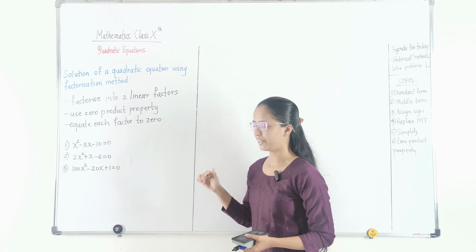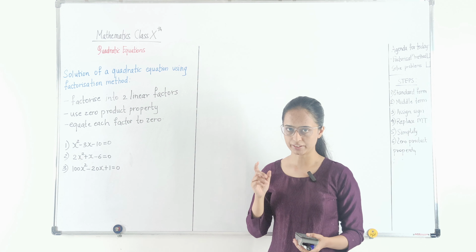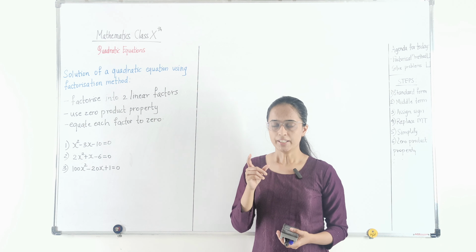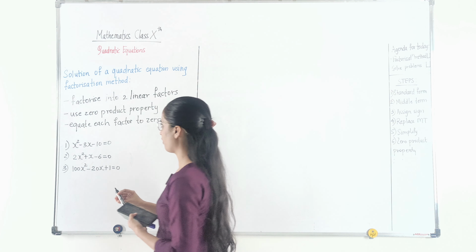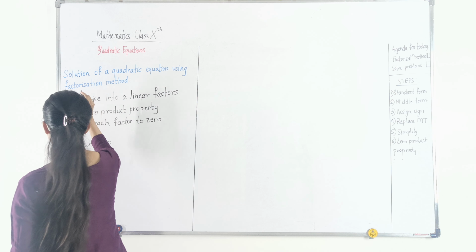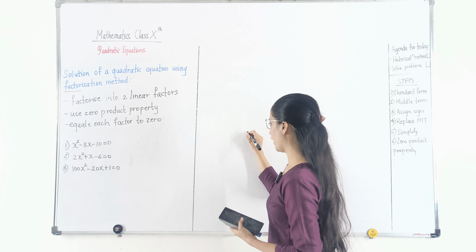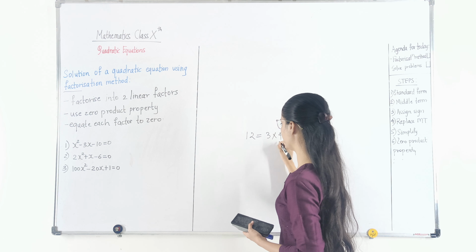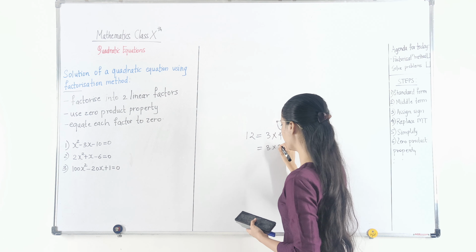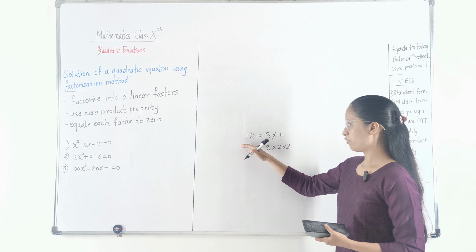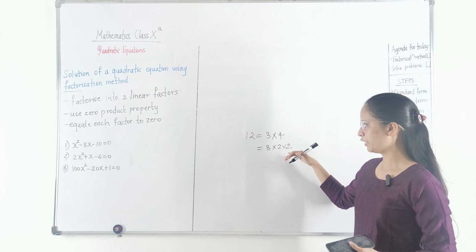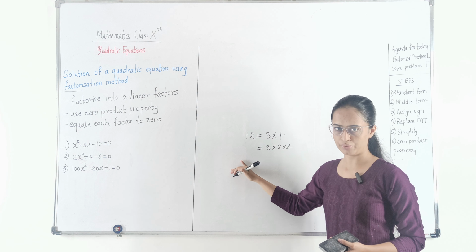To understand the factorization method, the word factorization does partially have the word factor in it. And what do you mean by factor? Let's say you have a number 12, then you can write it as 3 into 4, which is further written as 3 into 2 into 2. So here you have factored the number 12 into its factors 3, 2 and 2. So 3, 2 and 2 are the factors of 12, right?